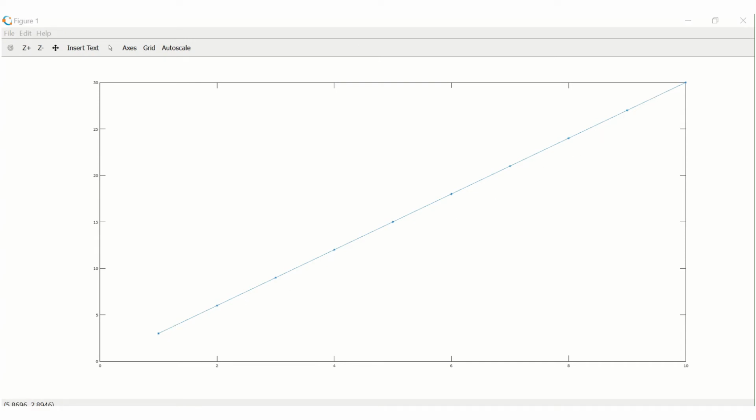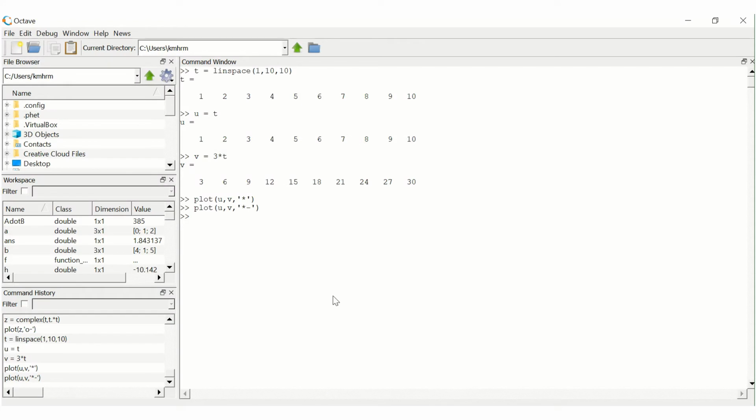Right, so now let us look at the other way to plot this, that is using the complex number. Let's delete this window. For the complex number, remember I have the real part and the imaginary part, and the real part is going to be t, and the imaginary part is going to be 3 times t.